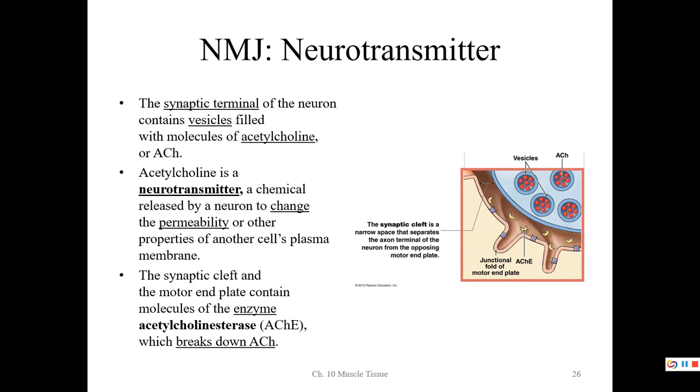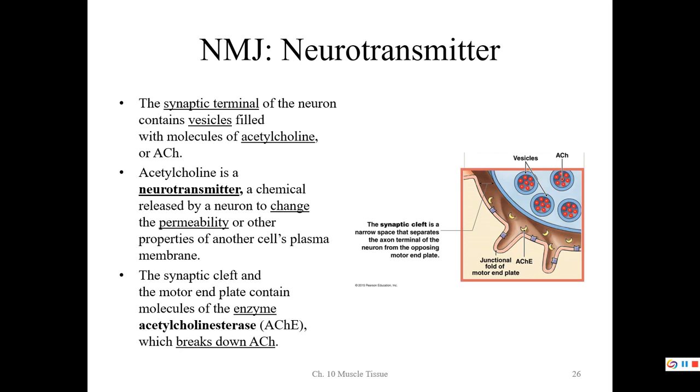So that's what neurotransmitters do. Neurotransmitters change the permeability of a cell to things, and they change other properties of the cell's plasma membrane. So that's going to change and alter its permeability to sodium. There's an enzyme in the synaptic cleft called acetylcholine esterase, the yellow moons that are being shown on the screen.